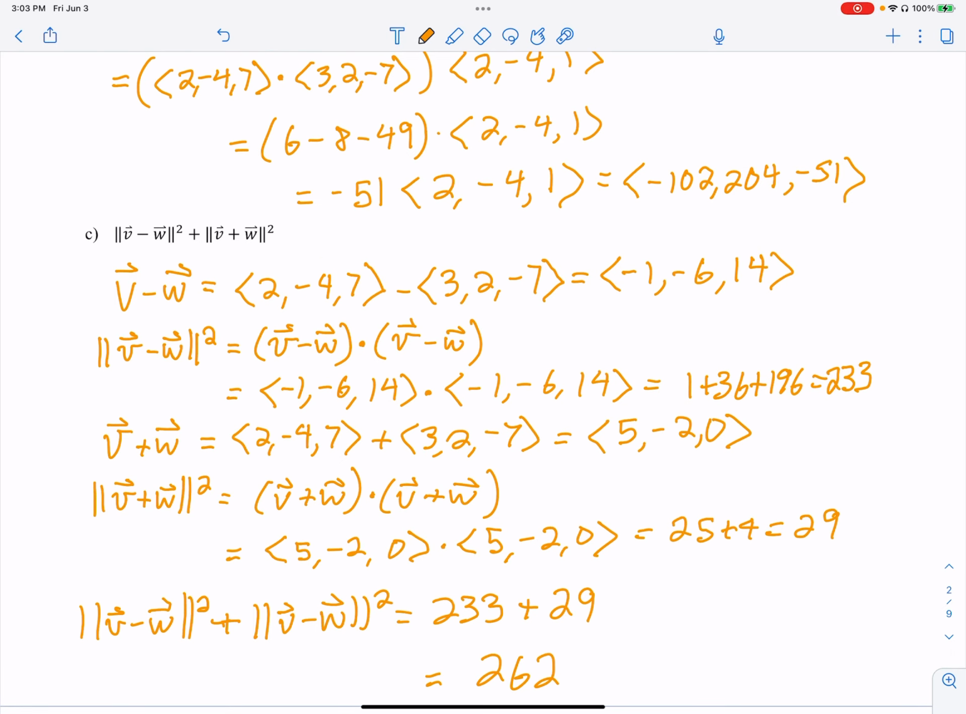Okay, so there we go. That's how we use the properties of the dot product. Like I said, we're just kind of playing a game. You're going to see how these are useful as we continue through the course.